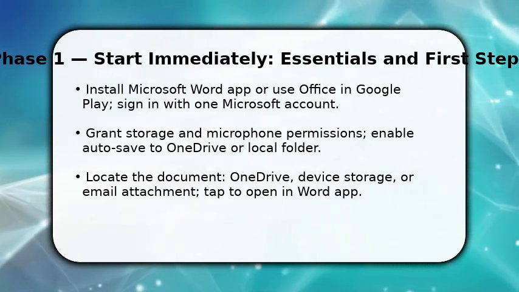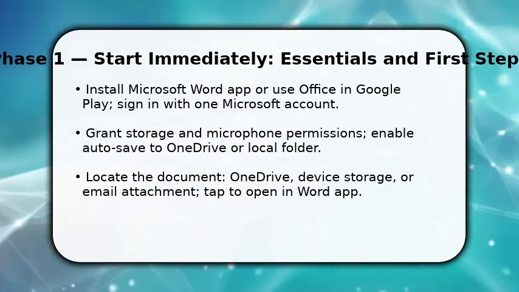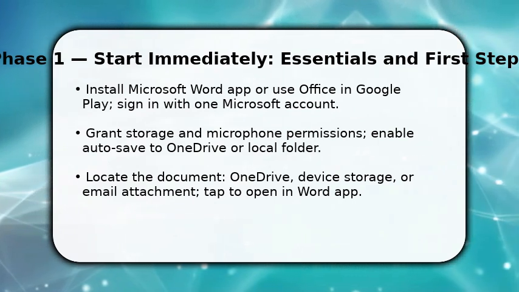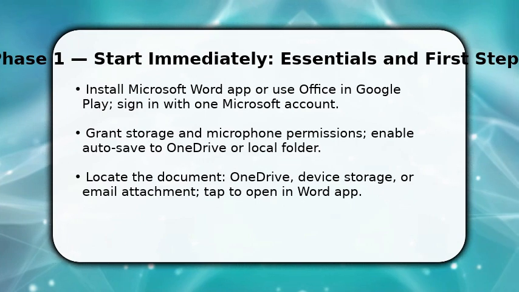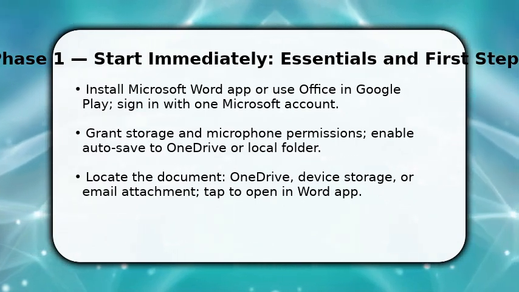Next, find the file in OneDrive, device storage, or your email. Tap it to load. Make sure autosave is turned on to avoid lost edits. You're ready to begin editing immediately with the document backed up as you work.